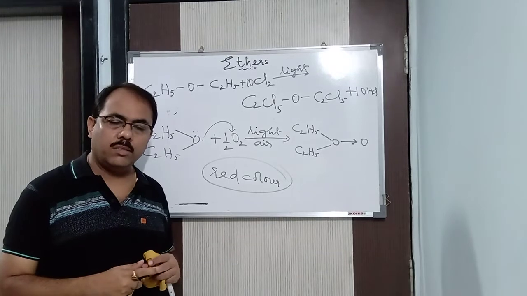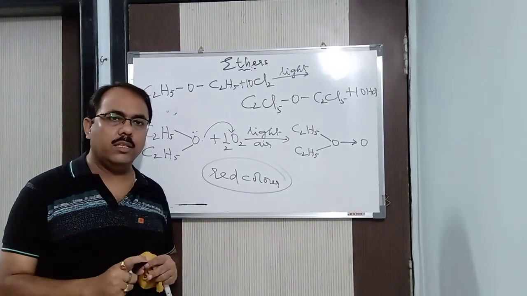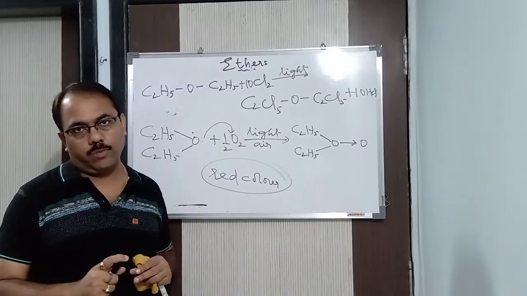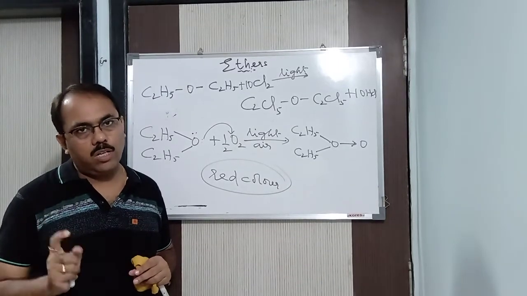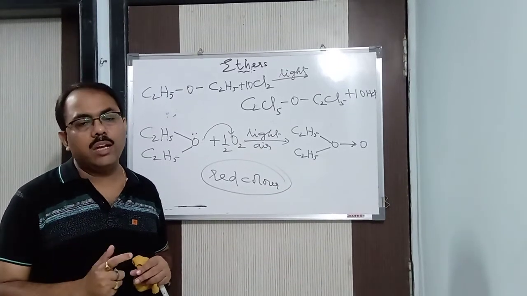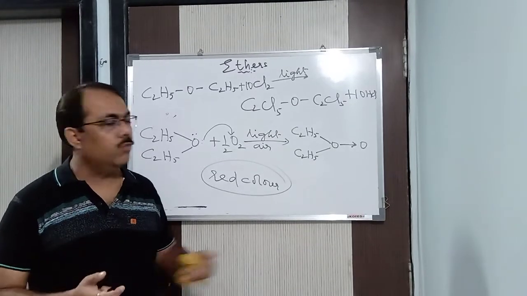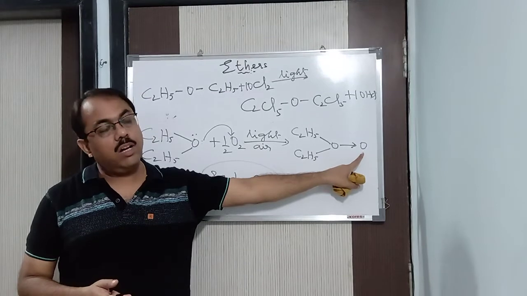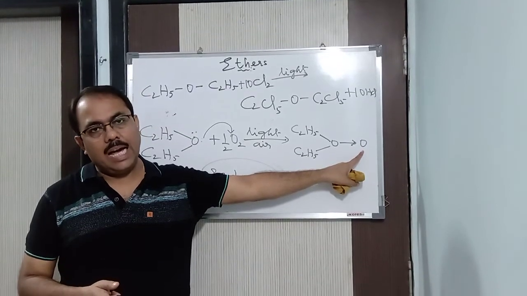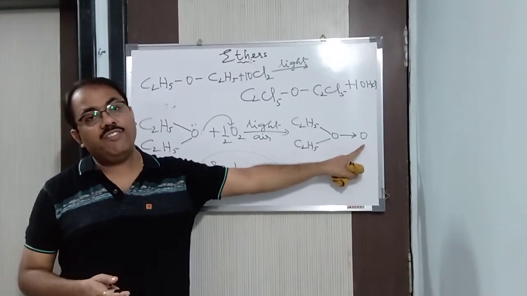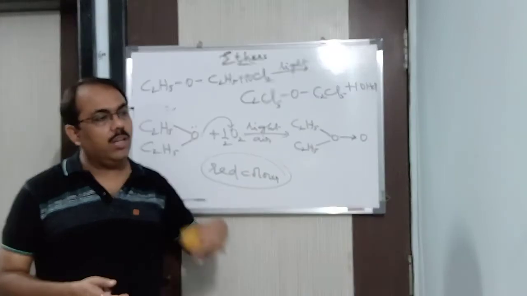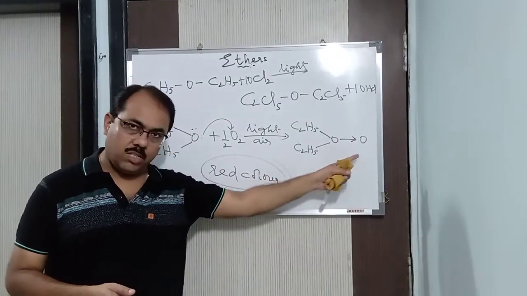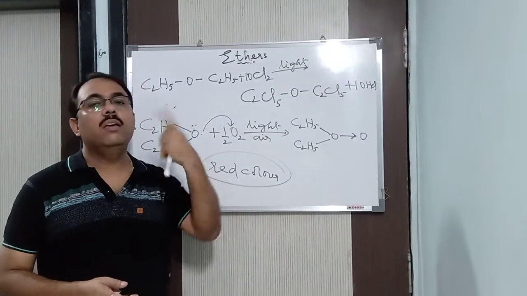How to remove that? You have to wash this particular ether either with ferrous sulfate or with conc H2SO4. When you wash it with conc H2SO4 or with ferrous sulfate, the peroxide is removed. Concentrated sulfuric acid acts as the dehydrating agent, and ferrous sulfate gets oxidized to ferric sulfate in the presence of this oxygen, and as a result the peroxide is removed.